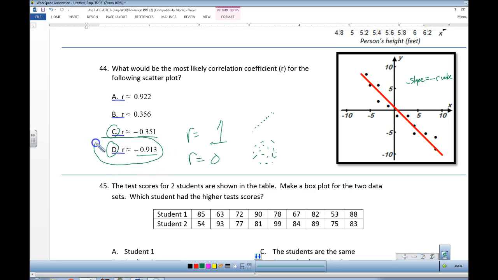Negative 0.913. Negative, meaning the slope goes down. 0.913, meaning all the data points are close to the line. So there it is.